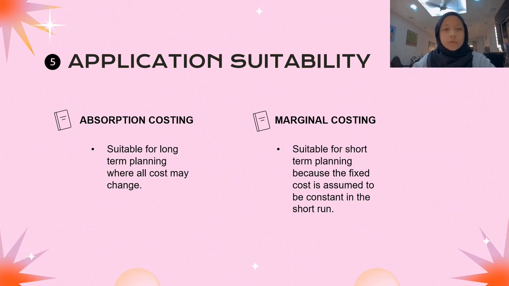The difference between absorption costing and marginal costing is that absorption costing is suitable for long-term planning where all costs may change and thus are relevant for decision making. And marginal costing is suitable for short-term planning because the fixed cost is assumed to be constant in the short run and therefore it needs to be separated.